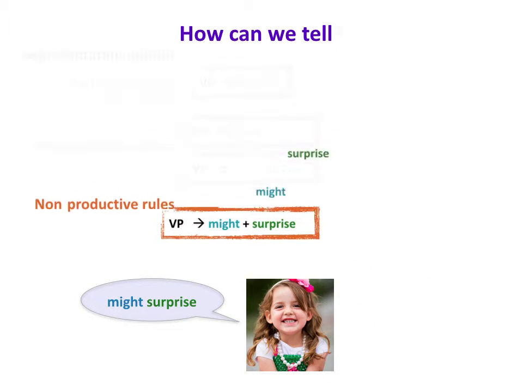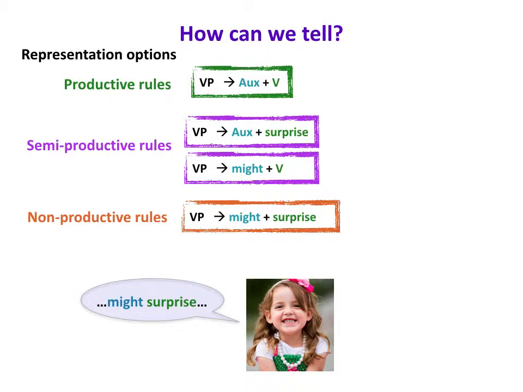So again, thinking about this, there are therefore three options, say, for how a child might generate the sequence might surprise. You can have a fully productive one up there in green where both come from categories, the category auxiliary for might, the category of verb for surprise. You might have a semi-productive representation where only one of these words is associated with a category, as we see there in the purple, or you might have non-productive rules where it's really just memorized word sequences like we have there in the orange on the bottom.